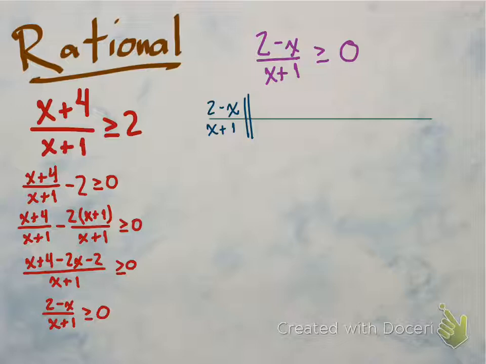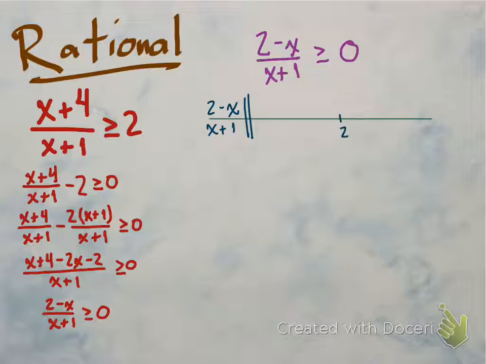So the expression 2 minus x, for example, changes from positive to negative when x equals 2, right? 2 minus 2 is 0. So a number greater than 2 would give me a negative numerator, and a number less than 2 would give me a positive numerator. That's a little confusing sounding maybe, but if you think about it for a second, you'll see that that makes sense.